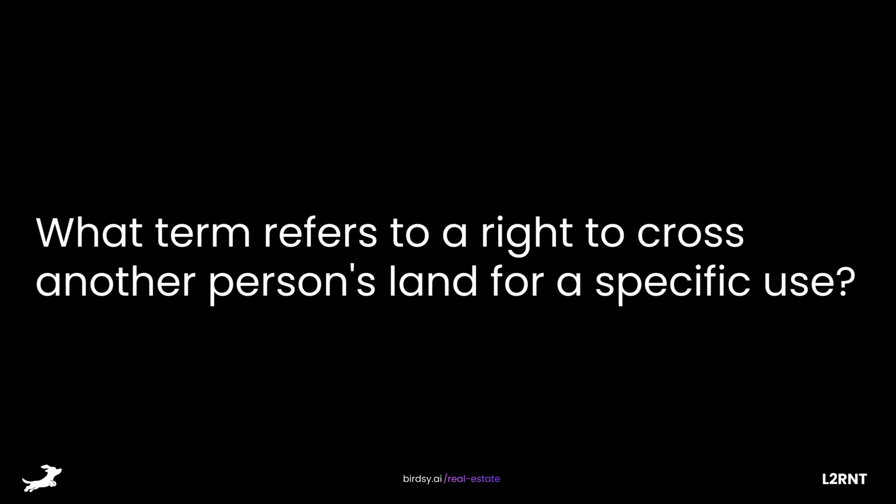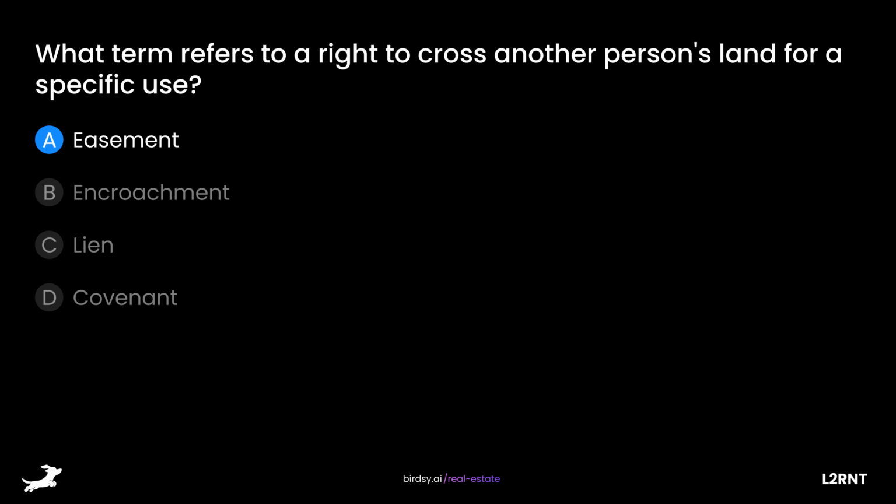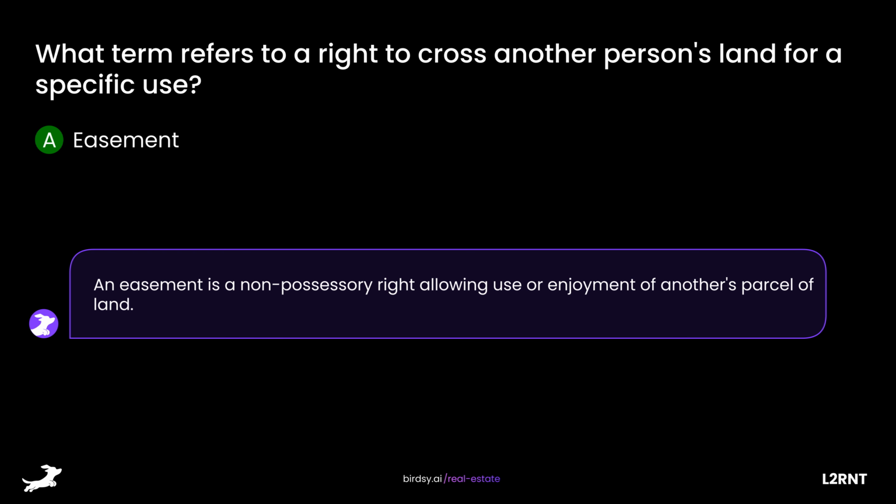What term refers to a right to cross another person's land for a specific use? Is it A. Easement, B. Encroachment, C. Lien, or D. Covenant? The answer is A. Easement. An easement is a non-possessory right allowing use or enjoyment of another's parcel of land.